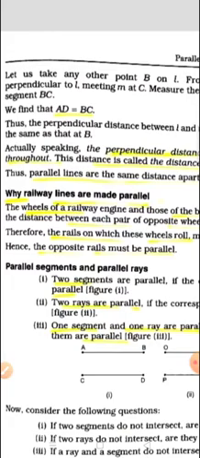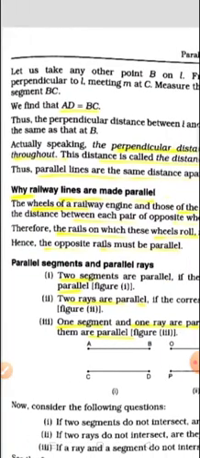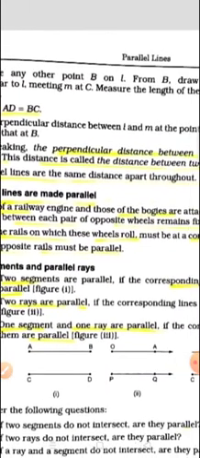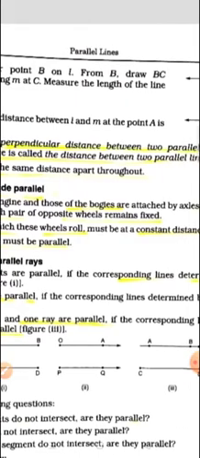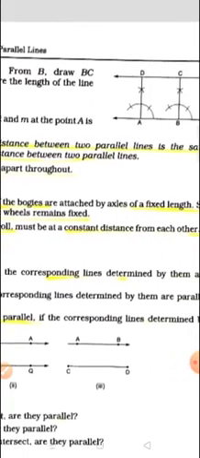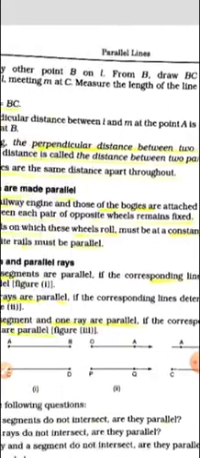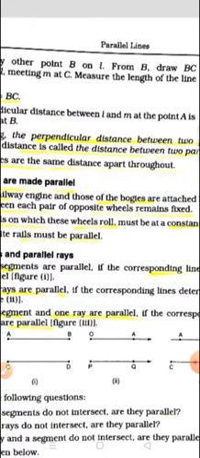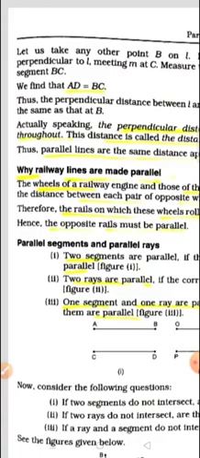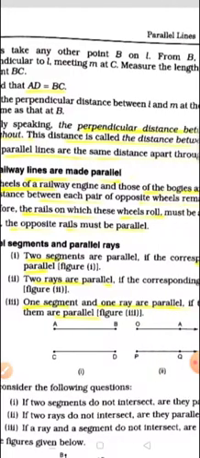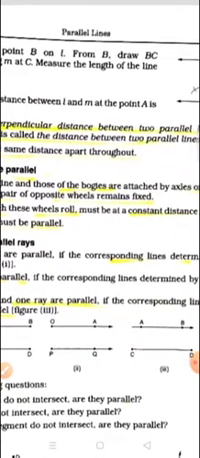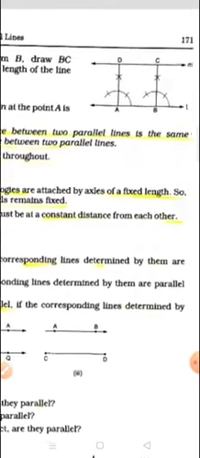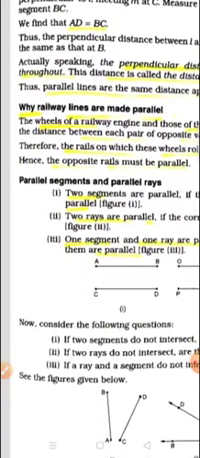Why are railway lines made parallel? The wheels of a railway engine and those of the bogies are attached by axles of a fixed length. So the distance between each pair of opposite wheels remains fixed. Therefore, the rails on which these wheels roll must be at a constant distance from each other. Hence, the opposite rails must be parallel.